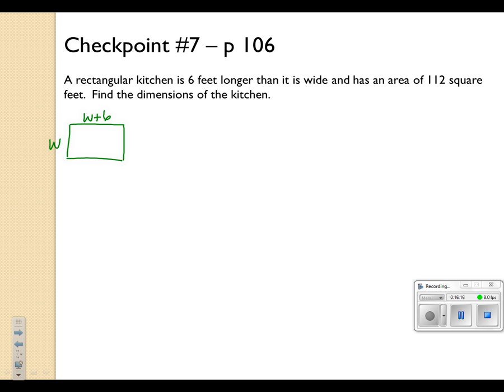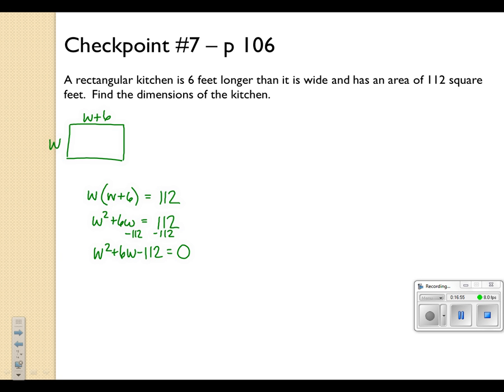Now you have to think back, how do I find the area of this thing? Well, of course, area is length times width. So our area is going to be W times W plus 6. The problem tells us that we're going to come up with an area of 112 square feet. Now I can do my math. I can distribute the W. If I bring 112 over, I end up with a trinomial that looks factorable.